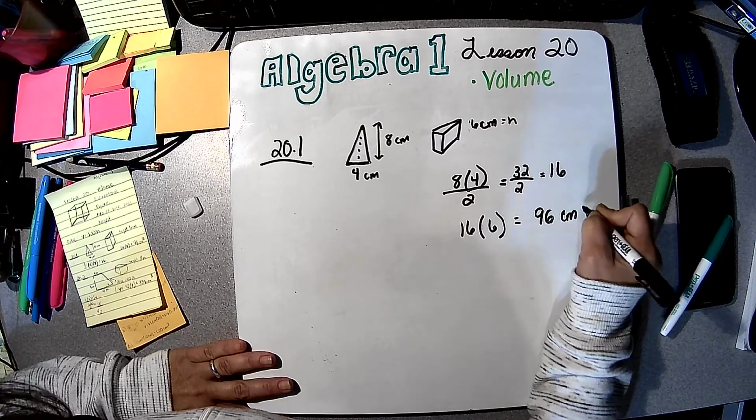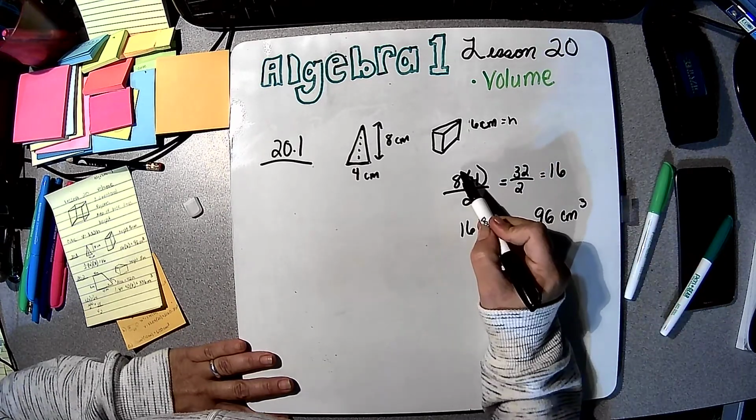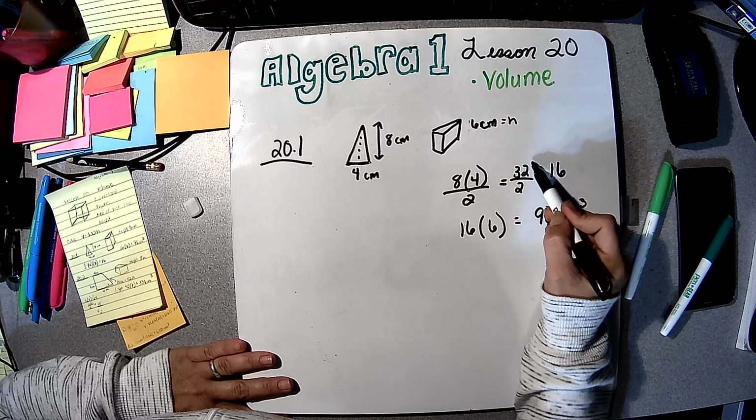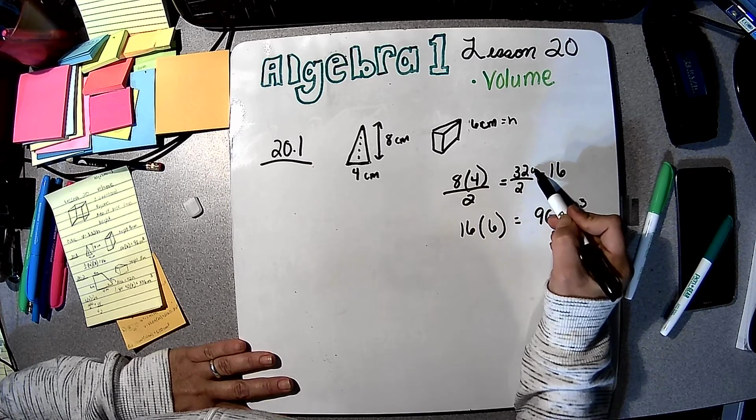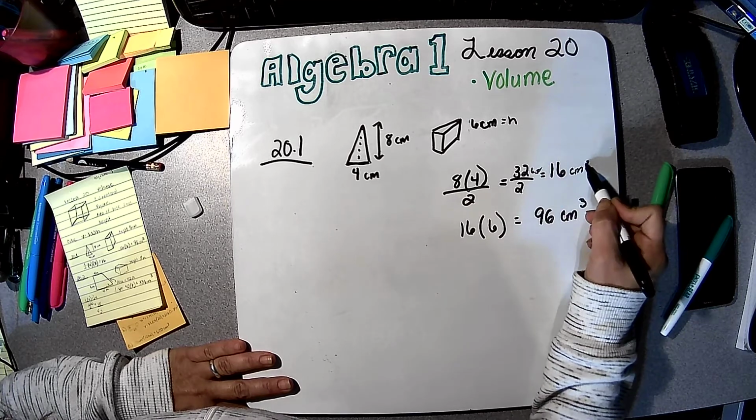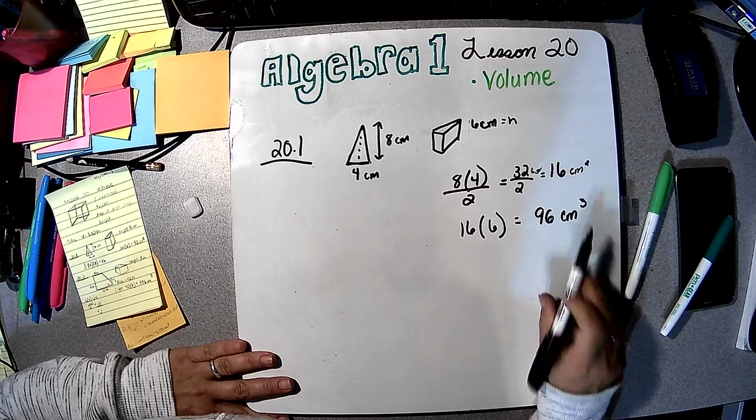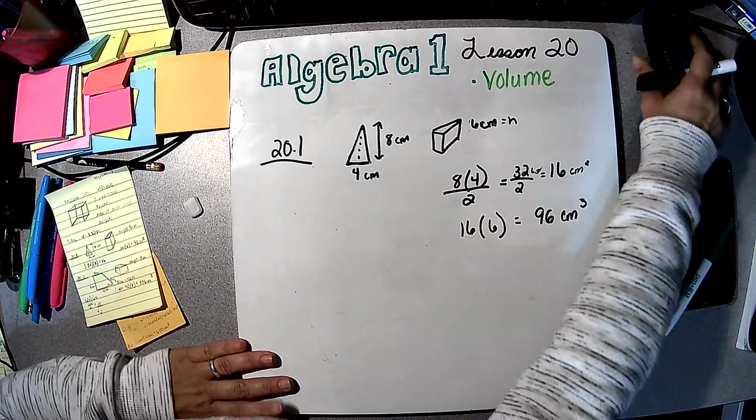centimeters, and we always write this cubed, because if this was centimeters right here and this was centimeters right here, our answer would be centimeters squared. Actually, over here it's centimeters squared, and this is centimeters squared times centimeters, so we're going to end up with centimeters cubed. Cubed just means three-dimensional.